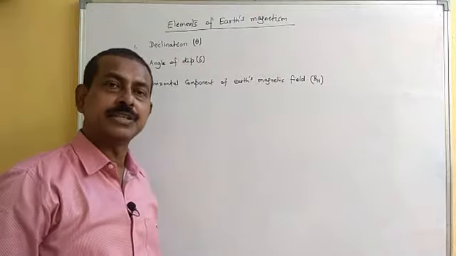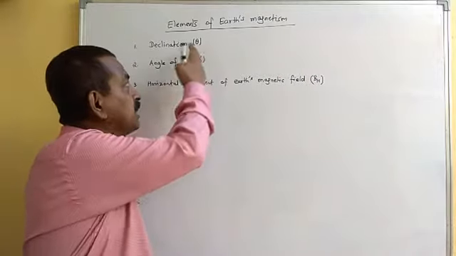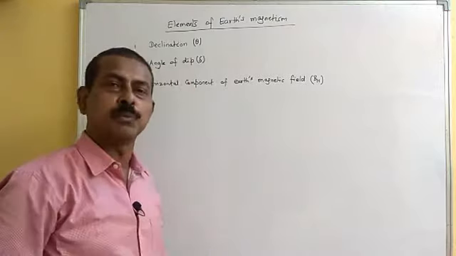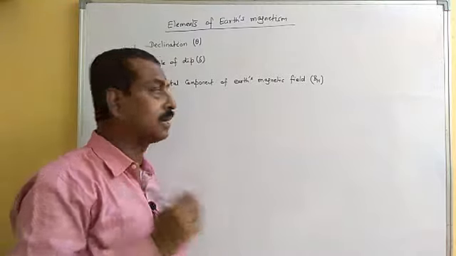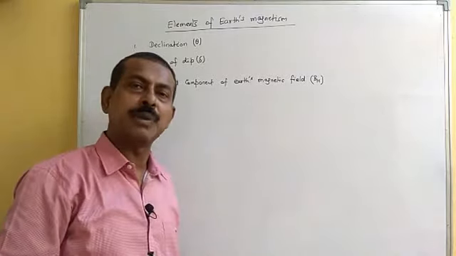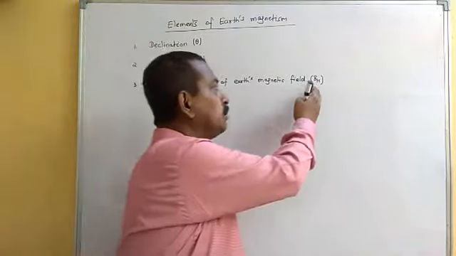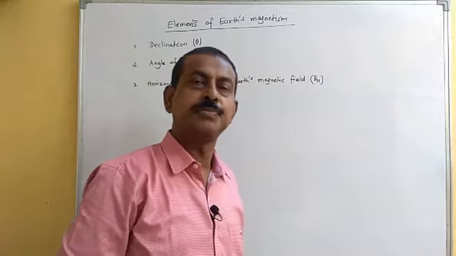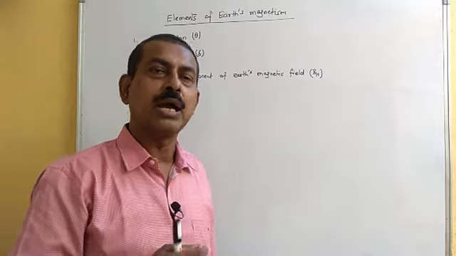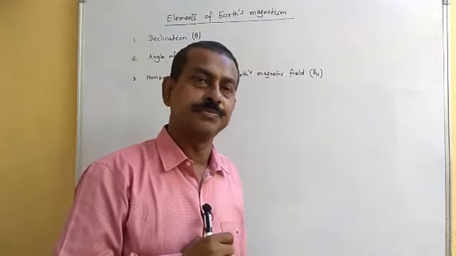First one is declination, which we normally represent with theta. Next is angle of dip, which we represent as delta. And third one is horizontal component of Earth's magnetic field, which is usually represented by H. Let's now try to see what these terms stand for and what is their importance.